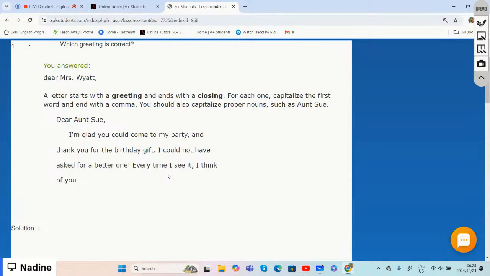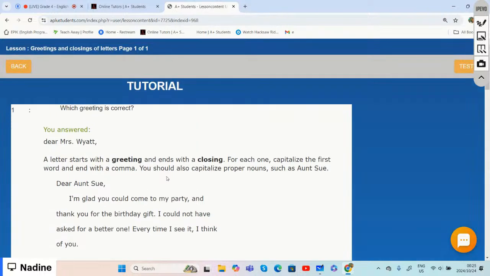So now we need to say which greeting is correct. Before we even go to it, look at it: it says, Dear Mrs. Wyatt. If we look at that greeting, yes, we did say a greeting needs to start with a greeting word, the person's name, and a comma. But now look at that specific word. What needs to be fixed within that greeting?